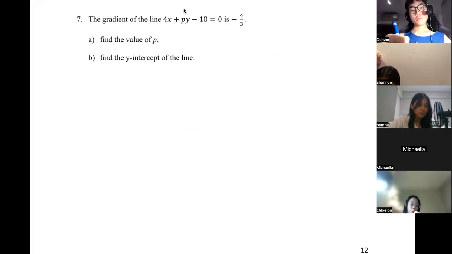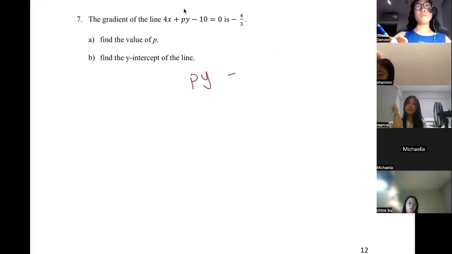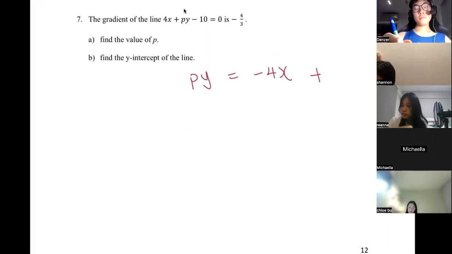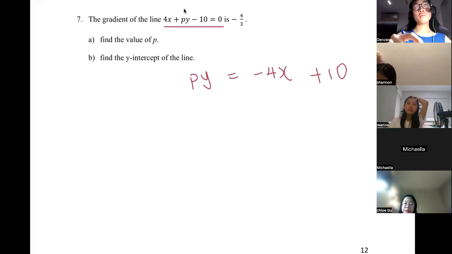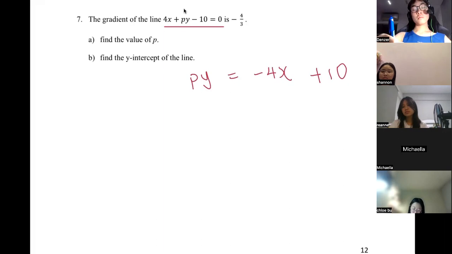Okay, so to arrange it into the form y equals mx plus c, it's py equals minus 4x plus 10. Don't ask me how you shift. This is your Sec 1 linear equation shifting. You shift over, you change sign, okay? So py equals minus 4x plus 10. P is a constant.